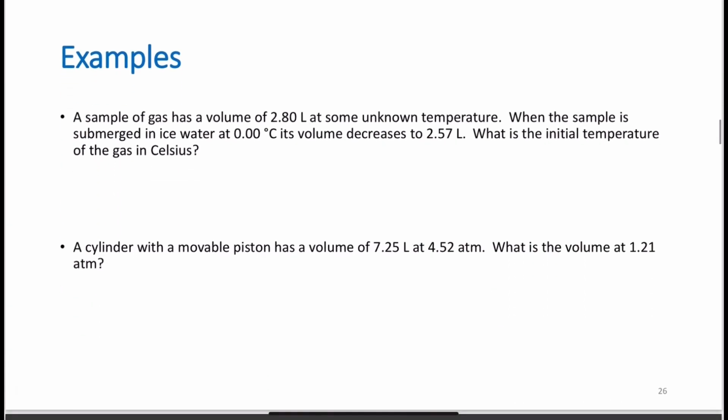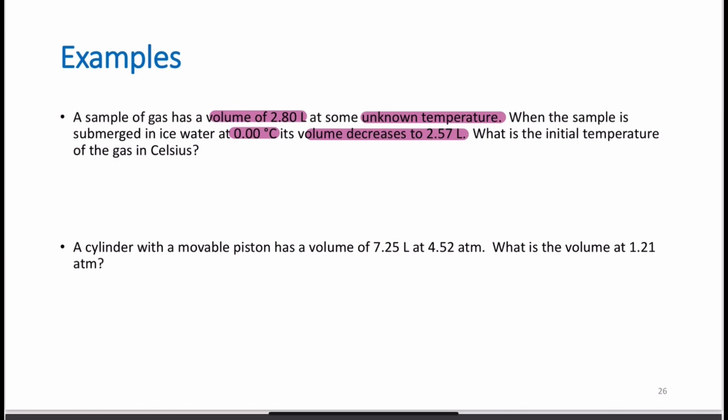Let's work some examples on how this actually works. A sample of gas has a volume of 2.80 liters at some unknown temperature. When the sample is submerged in ice water at 0 degrees C, its volume decreases to 2.57 liters. What is the initial temperature of the gas in Celsius? So I'm given a volume at some unknown temperature. I'm given a temperature and a new volume, and I want to know the initial temperature.